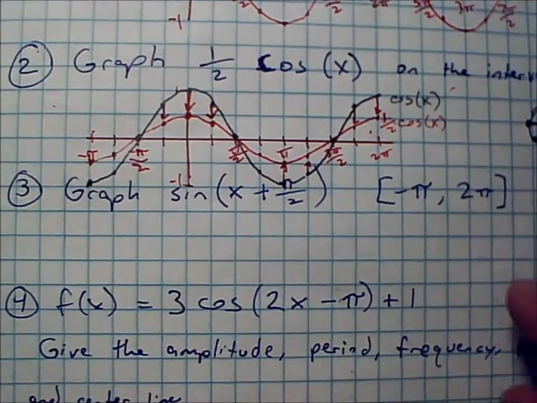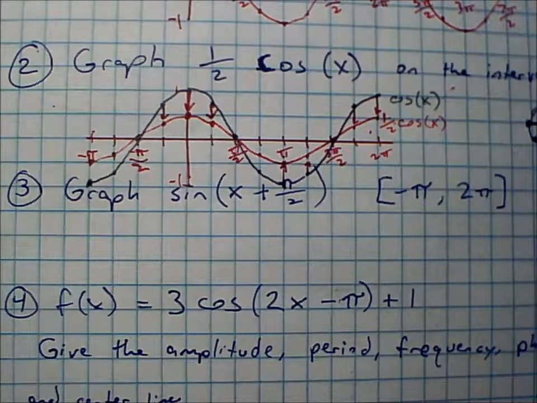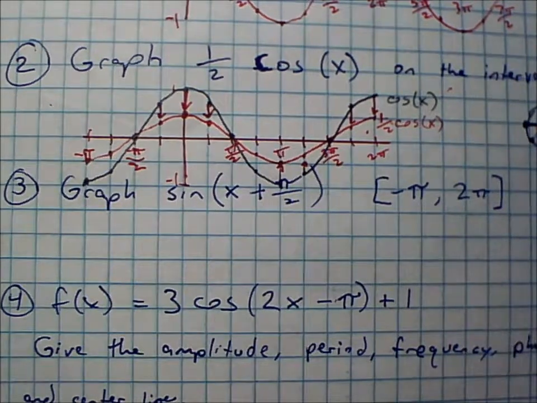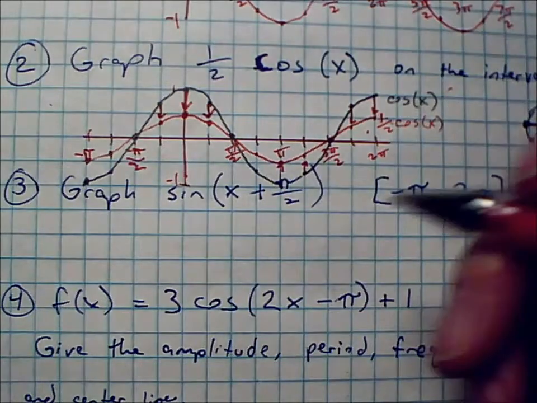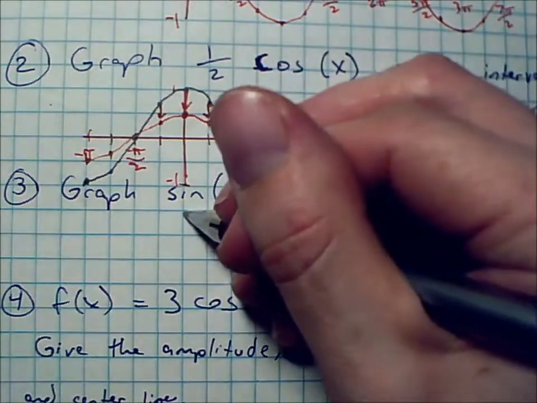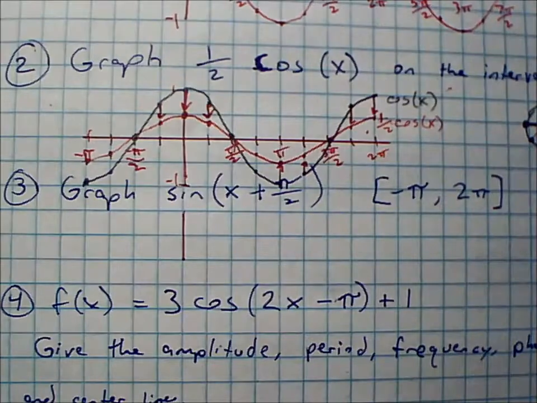Next, graph sine of x plus pi over 2. So, I'm going to graph again from negative pi to 2 pi. Didn't leave myself a whole lot of space.